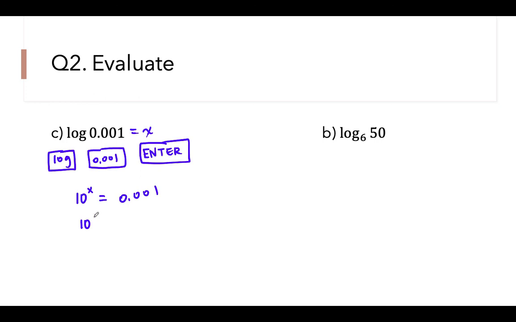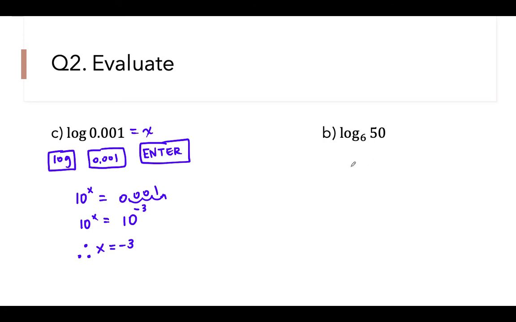We know that 0.001, I could change it into an exponent, which is 10 to the negative 3, right? 1, 2, 3. Therefore, x is equal to negative 3.